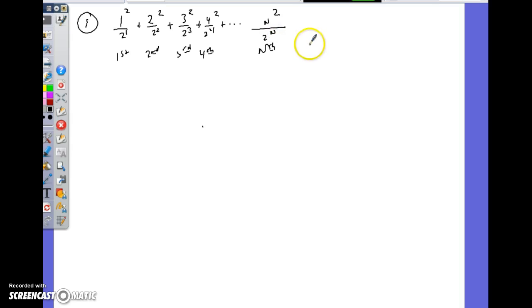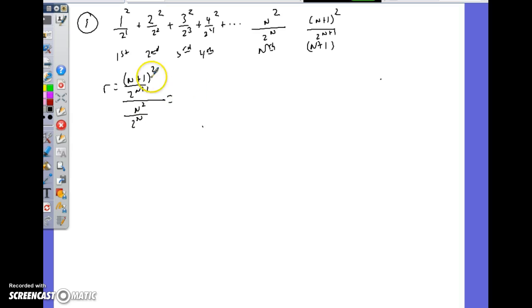Agreed? And then the n plus 1 term would be a little trickier. It's going to be n plus 1 squared over 2 to the n plus 1. So the ratio test would therefore be n plus 1 squared over 2 to the n plus 1, all over the nth term, which would be n squared over 2 to the n. I said it backwards, but I wrote it right.